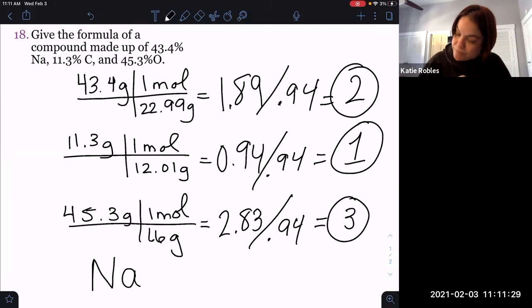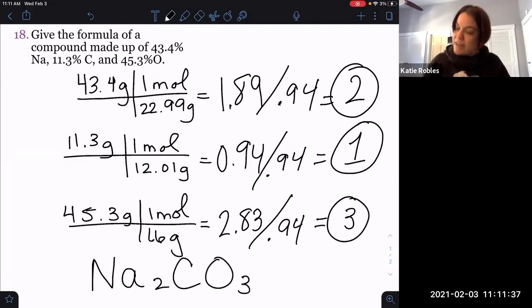of Na2. I've only got 1 C, and I've got 3 oxygens, which you guys should recognize as sodium carbonate.